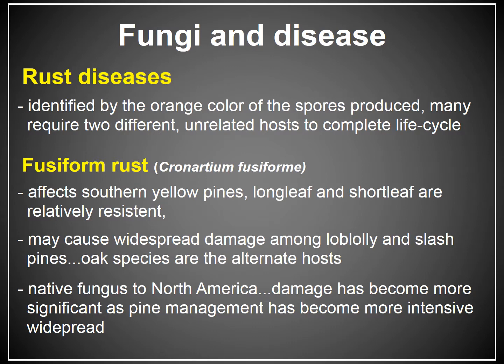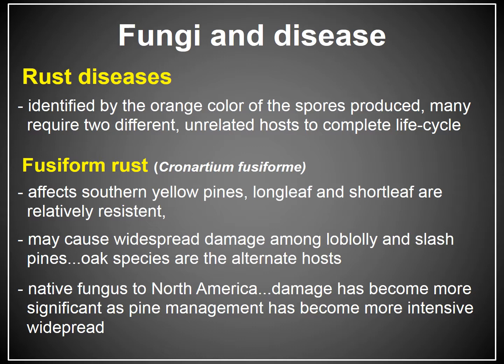So that was just an example of a foliage disease that's caused by the presence of a fungus. There are several fungus-induced stem diseases that are referred to as rust diseases. They're really named for the orange color of the spores produced by the fungus. Fusiform rust is an economically important tree disease, particularly in the southeast, because of the species that it damages.